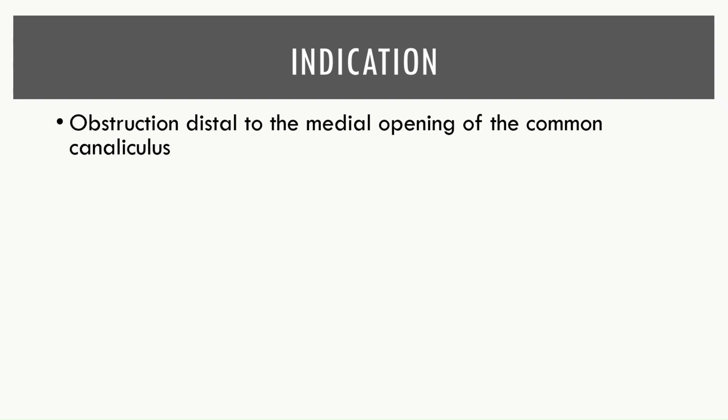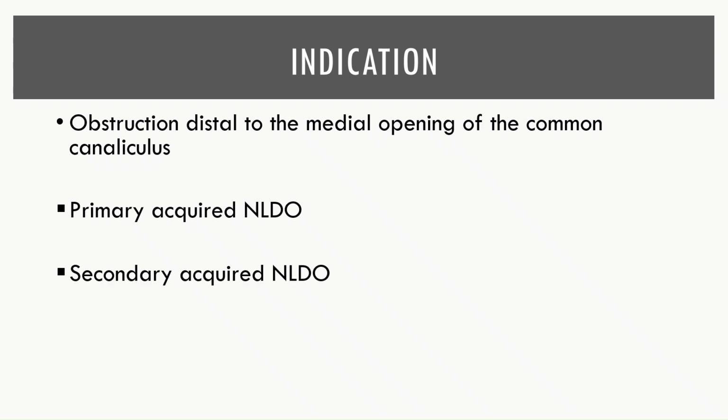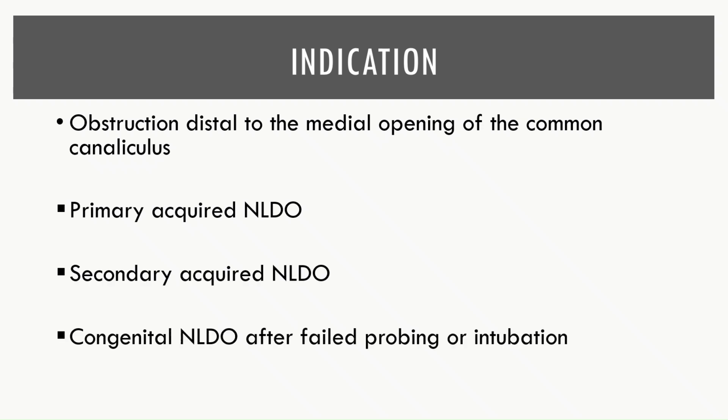External Dacryocystorhinostomy is indicated when the obstruction lies distal to the common canaliculus, most commonly in primary acquired nasolacrimal duct obstruction, secondary acquired nasolacrimal duct obstruction, congenital nasolacrimal duct obstruction after failed probing or intubation, and in history of dacryocystitis.